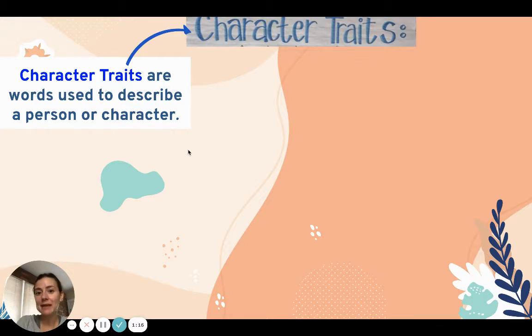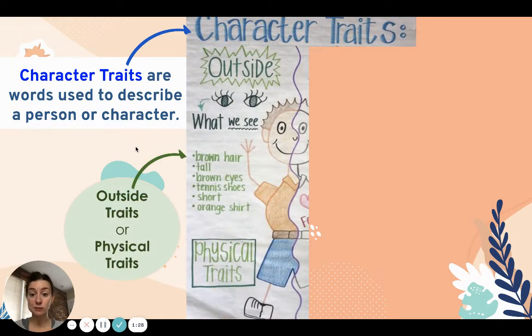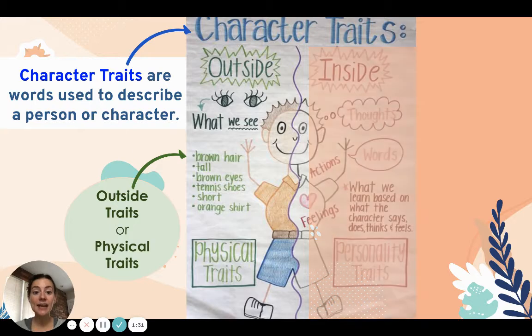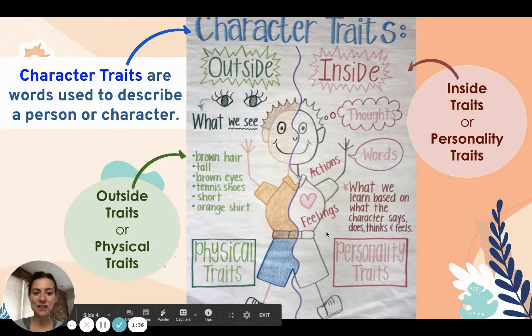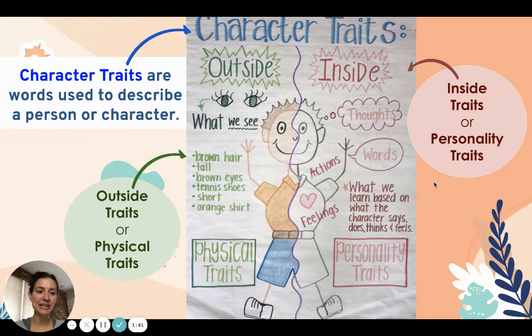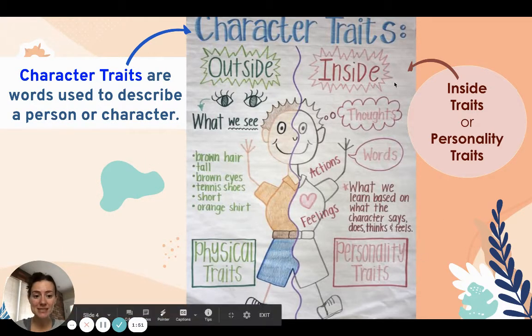All right, and on Monday, we learned about character traits. Character traits are words used to describe a person or a character. Remember, there are outside traits or physical traits, what we see on the outside, and there are inside traits or personality traits, what someone is like on the inside based on their actions and thoughts. In second grade, we are really going to be focusing on those inside personality character traits, not so much on the outside traits, okay? So shift our focus to this side of the chart.